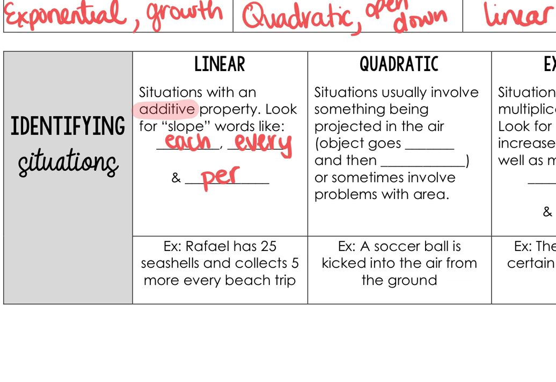So here's the example that I've given you. Raphael has 25 seashells and collects 5 more every beach trip. So this is going to be linear because she's going to have 5. And then after she goes to the beach trip again, now she's got 30. Then she'll have 35, then 40. So she's adding 5 every time she goes to the beach. And that's what's going to make it a line.